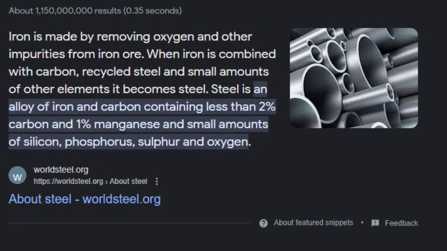Gosh, I'm gonna have to look up what's in what. What is steel made of? Worldsteel.org says steel is an alloy of iron and carbon containing less than 2% carbon and 1% manganese and small amounts of other things. So there, the continuous phase would be the iron, and you're going to get small particles of carbon and manganese throughout, and that is the dispersed phase.